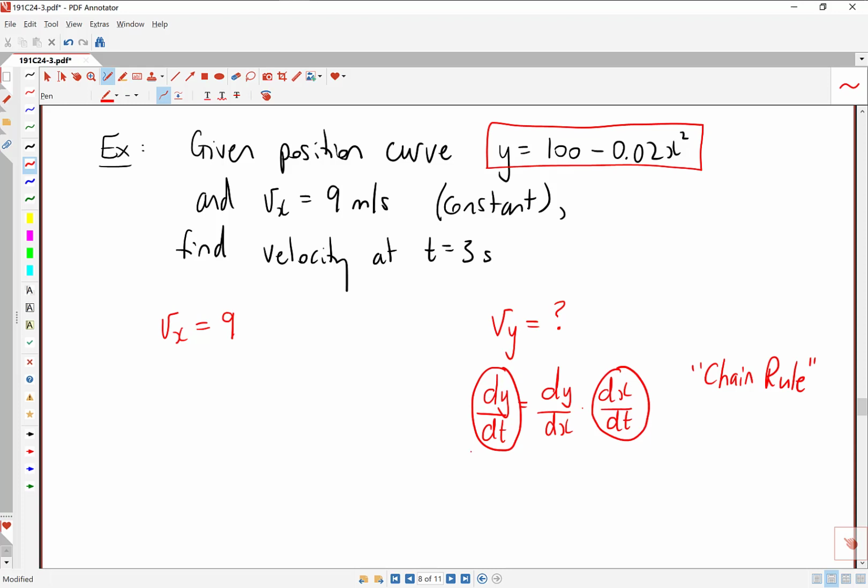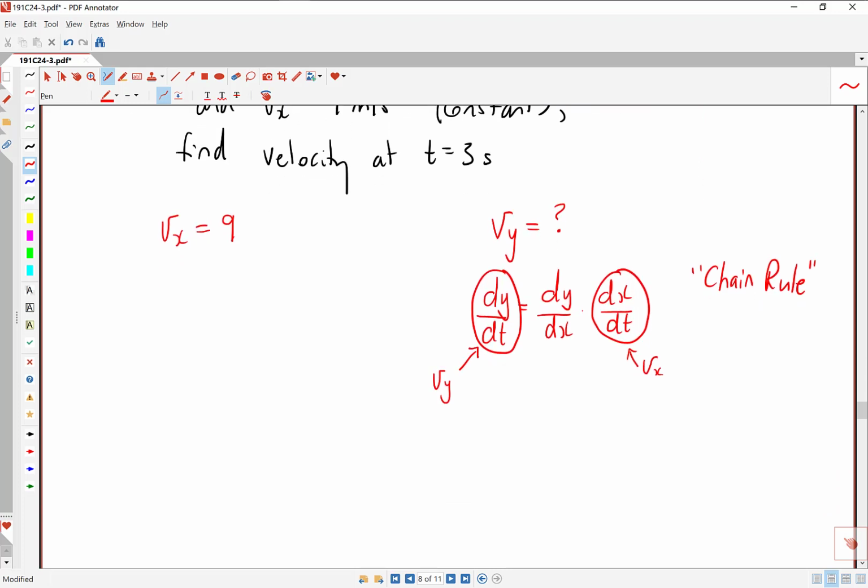So dy by dt, that's the rate of change of y with respect to time. So that's what we would call vertical velocity. And this thing here, the dx by dt, that's the rate of change of our x position with respect to time. So that's horizontal velocity. It's just a different notation for it. But this is saying to get your vertical velocity, just take dy by dx, which you can calculate, and multiply by the horizontal velocity. Okay, so let's do that.